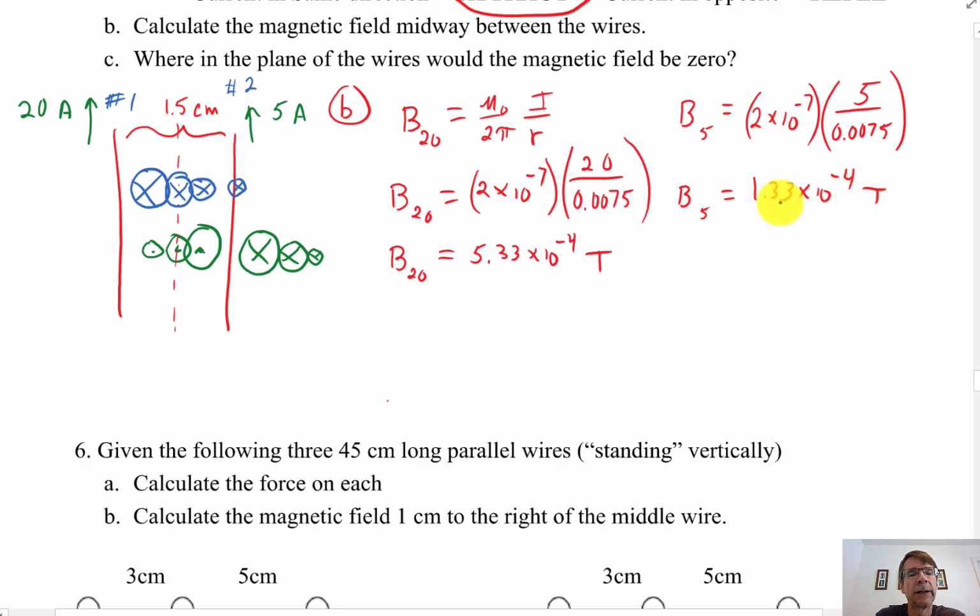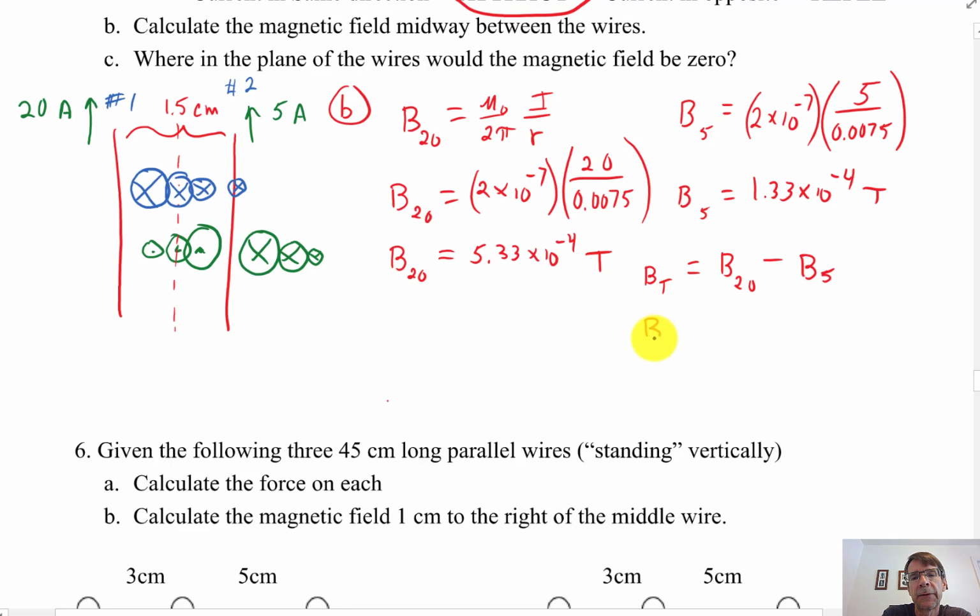That's toward the ceiling. So I need to add those two. Well, adding those two is really like subtracting. One's towards the floor, one's towards the ceiling. Which one's bigger? So B total, B final, is going to be the bigger one, B20, minus B5. So it's going to, and they both have the same exponent.